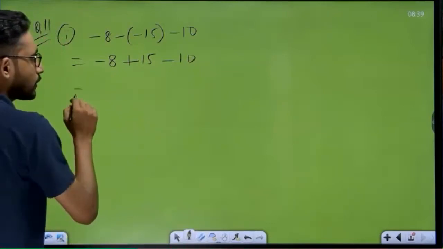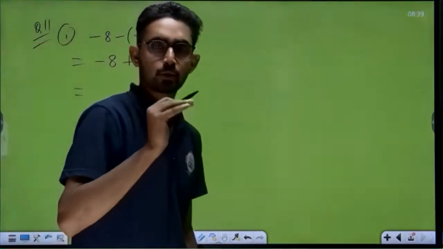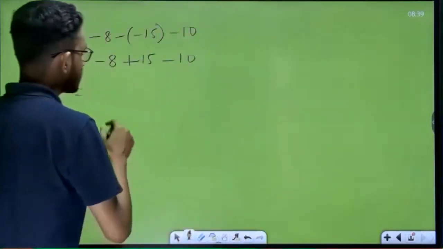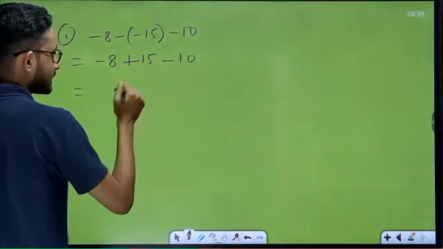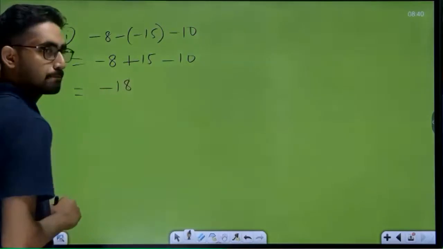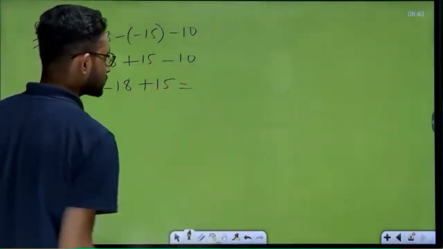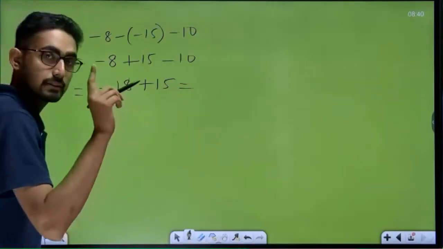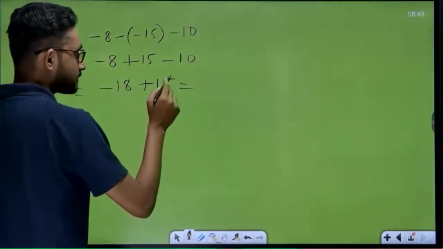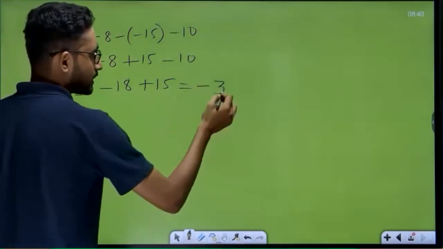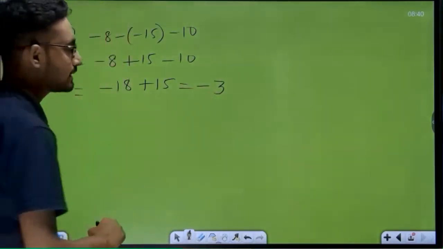So students, all of you see, those numbers are negative. First of all you have to add them. Minus 8 and minus 10, that is minus 18. And this is plus 15. This is not the complete answer. Now students, minus 18 plus 15, that is 3, and before the bigger number, put the minus sign. The answer will be minus 3. That is the correct answer.